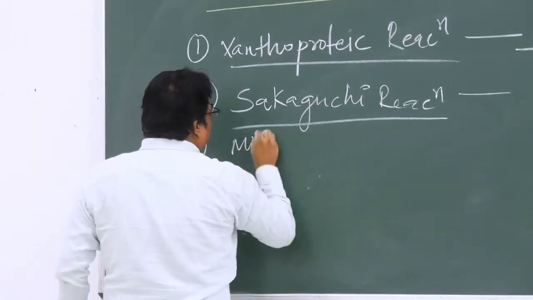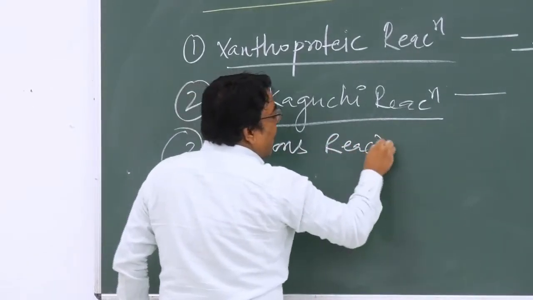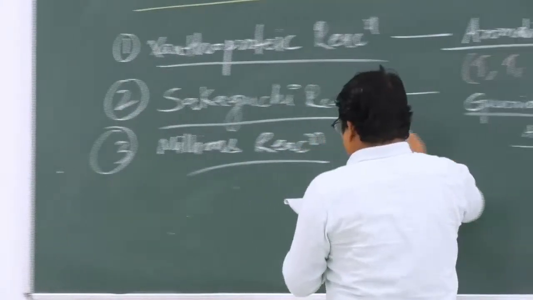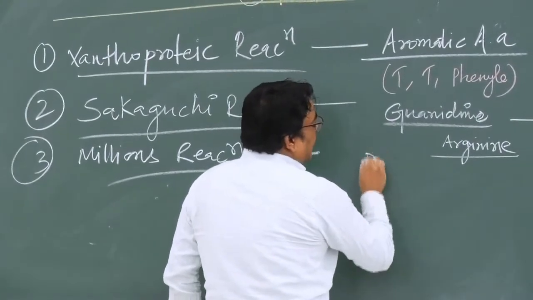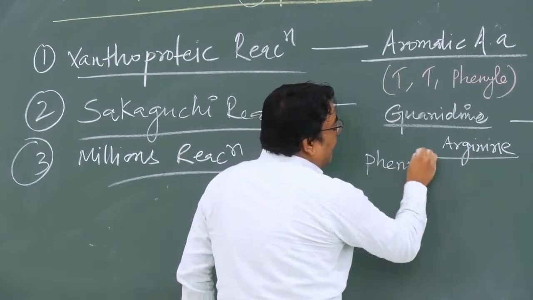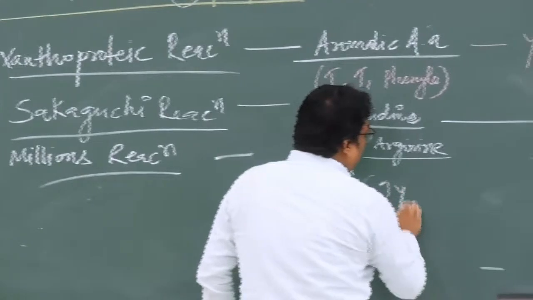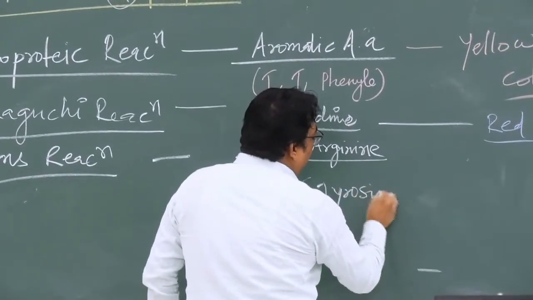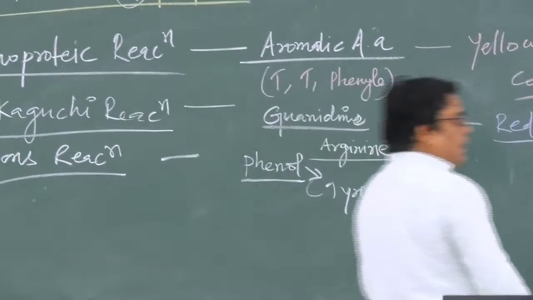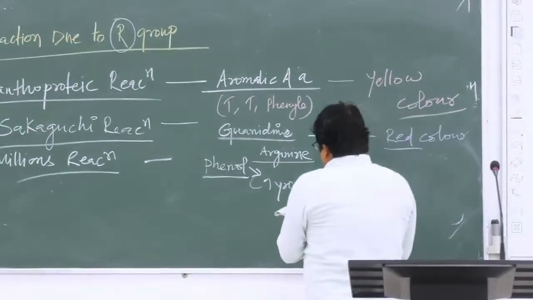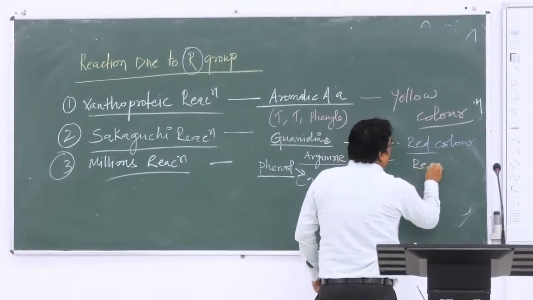Millon's reaction is for amino acids which contain a phenolic group. It is tyrosine, and it gives red color.